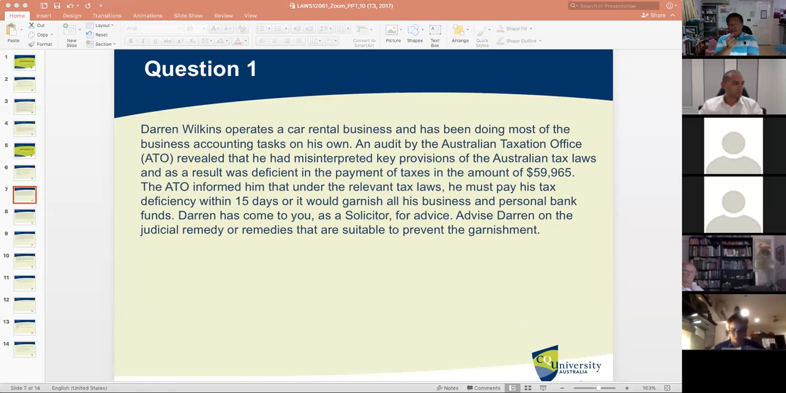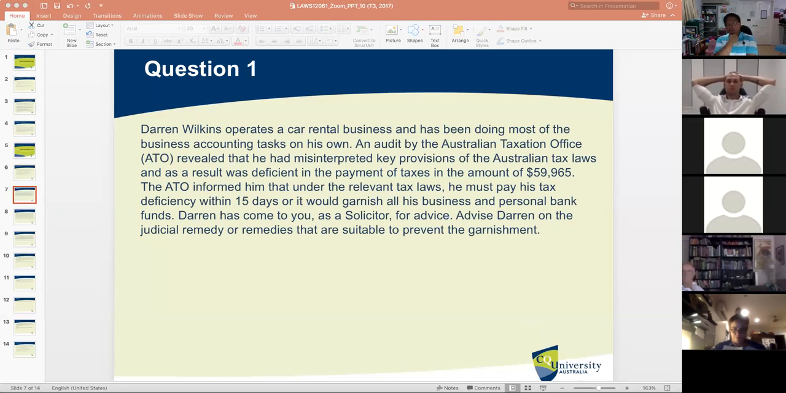Okay, very good. Thank you, Emma. So we have a dilemma here. Imagine you're Darren, and the ATO has said that they are about to garnish all your business and personal bank funds. Can you imagine that? You're going to run out of money. How can you run your business? So there is a problem. There's an urgency there. And so Darren has come to you as a solicitor for advice. He's asking whether you can prevent the garnishment.